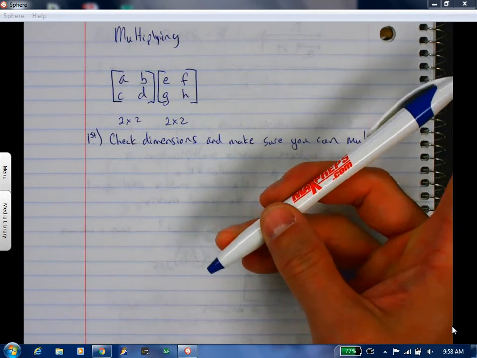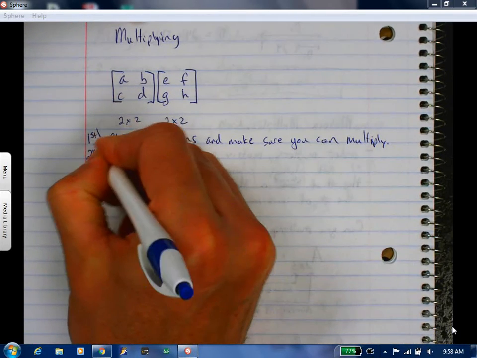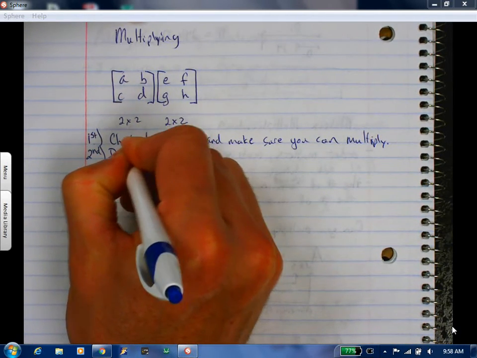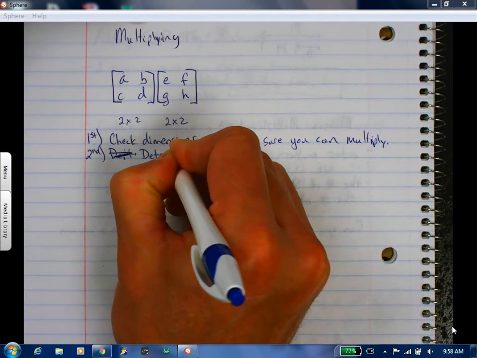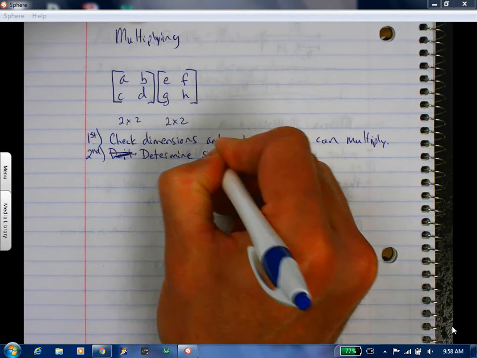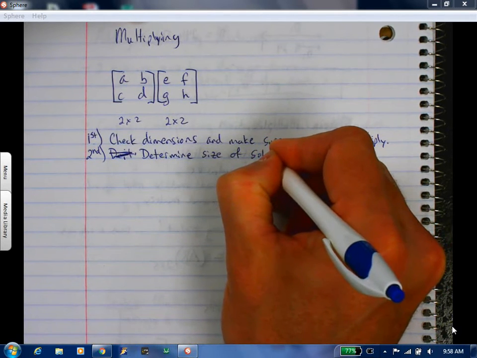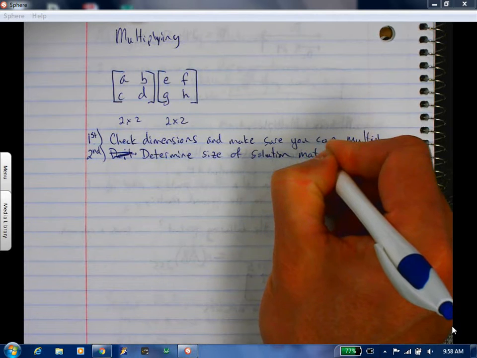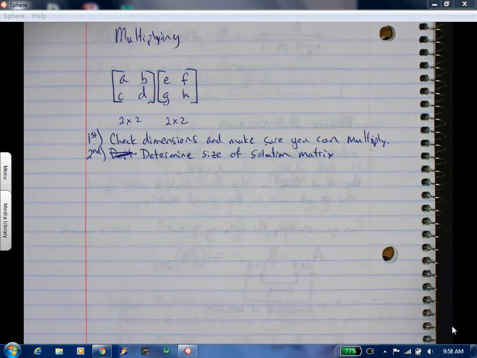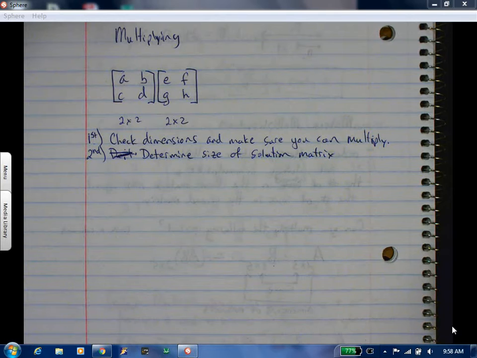So that's probably going to be the second thing, is determine size of solution matrix. Okay. Most important one here.